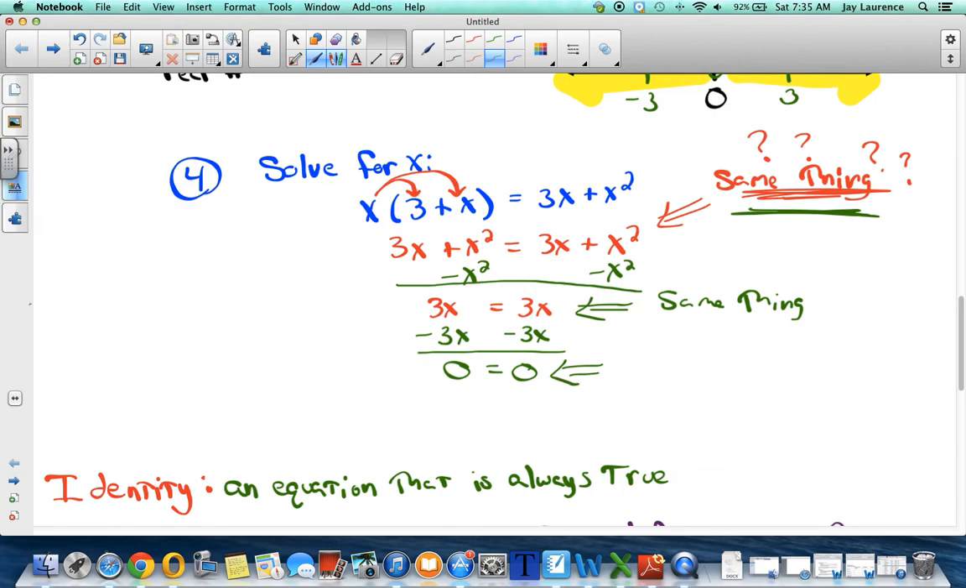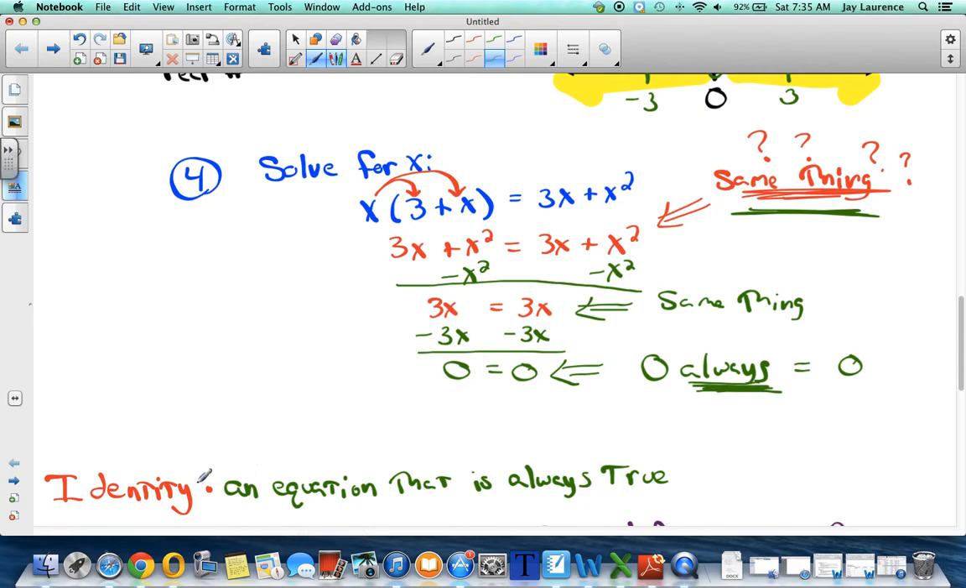And I have a question for you. When does 0 equal 0? Well, 0 always equals 0, right? Always. And since this is always true, we call it an identity.